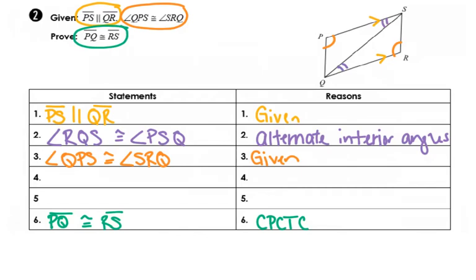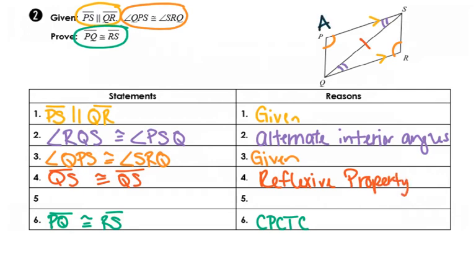I also see that we are sharing this side. So QS is congruent to QS, and that's your reflexive property. And then I've made enough statements that I can prove that the triangles are congruent. So I have an angle, another angle, and a side that's not in between.